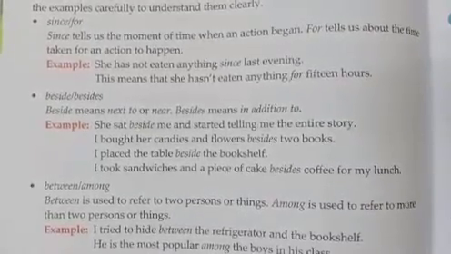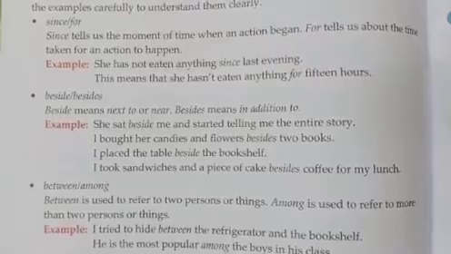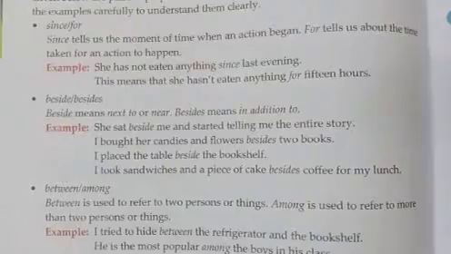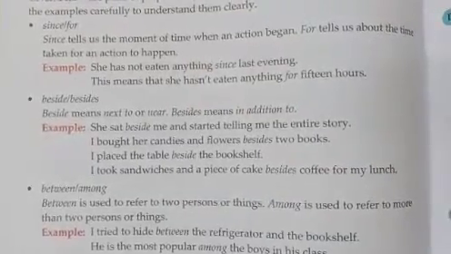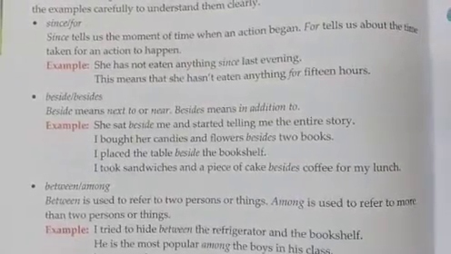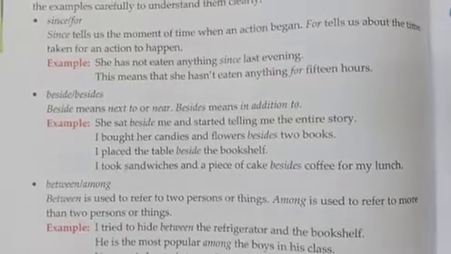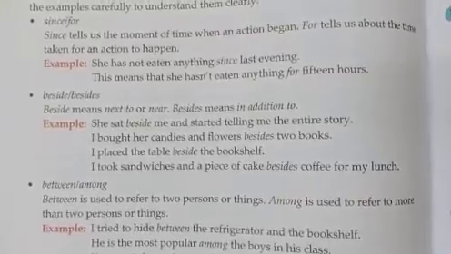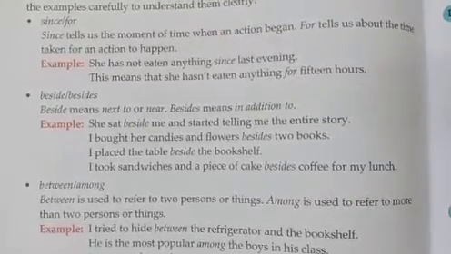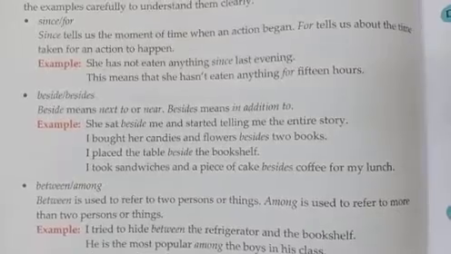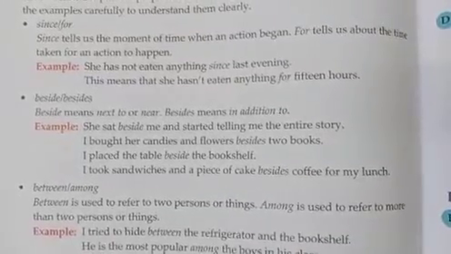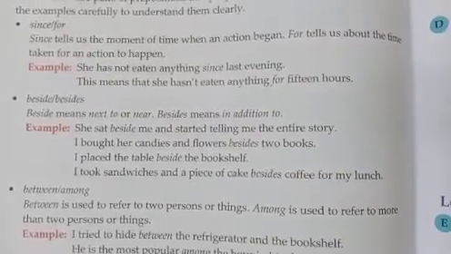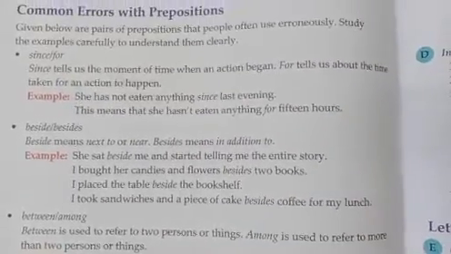Say for example, this means that she hasn't eaten anything for 15 hours. See the example there only. The first one is she has not eaten anything since last evening. So again for is used. This means she has not eaten anything for how many hours? It is telling about the time. See, you have learned the functions. It shows the time. So since and for, you have to understand where you have to use these two words.